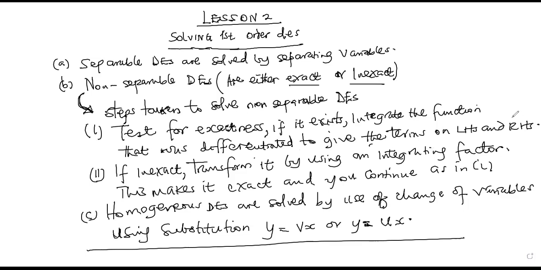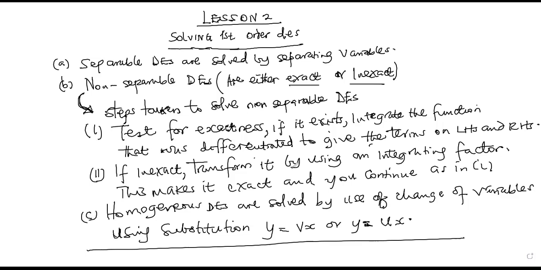We shall see this. Then if inexact, we need to first transform it to exact by using an integrating factor, which makes it exact. And then we continue as in one, meaning we shall integrate the function that was differentiated to give the terms on the right-hand side and the left-hand side.